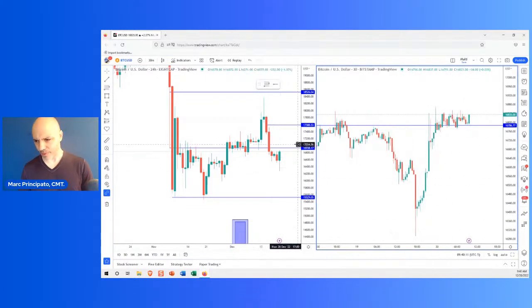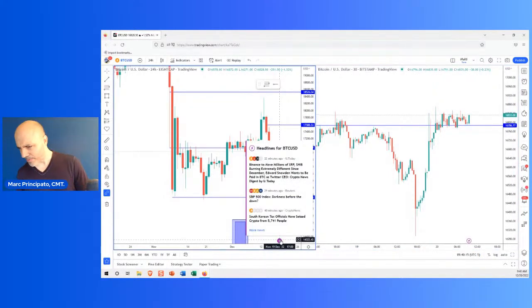So I guess there was some kind of news today. What is this over here? Binance to move millions of XRP SHIB.